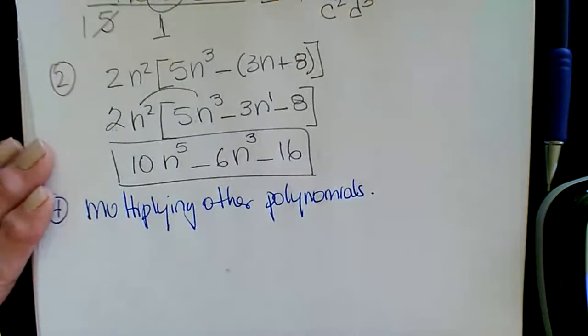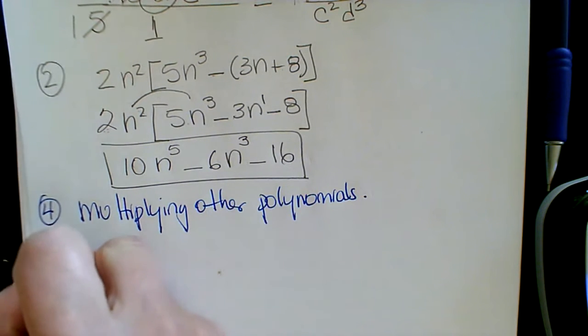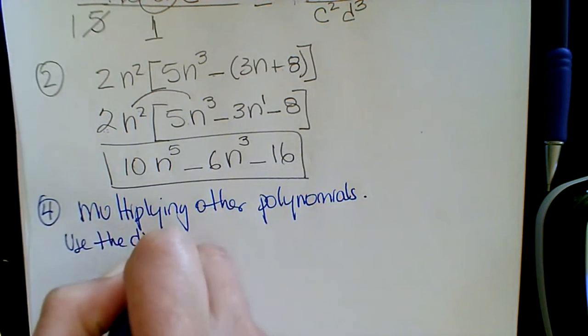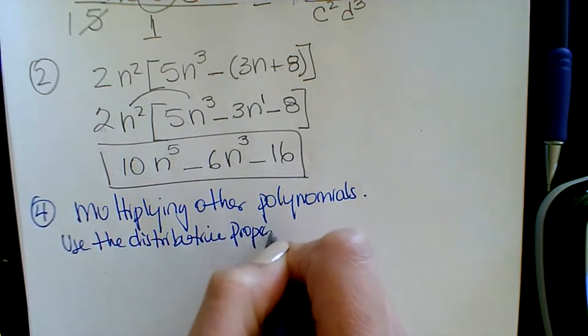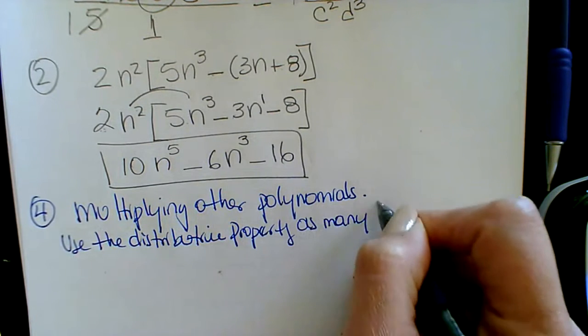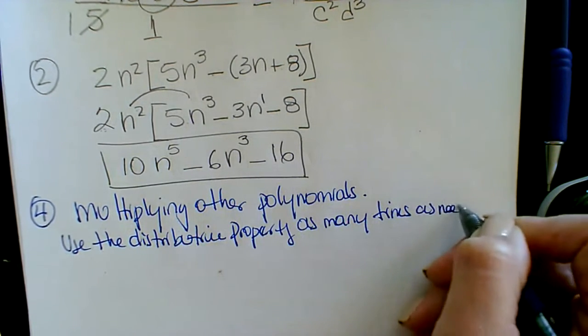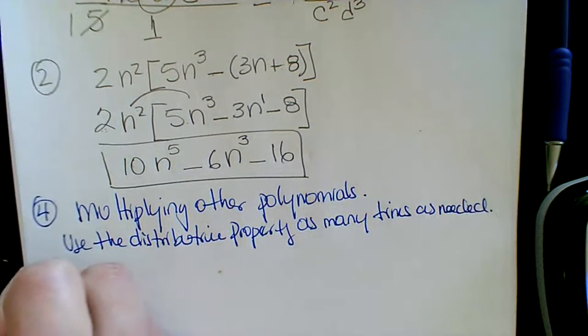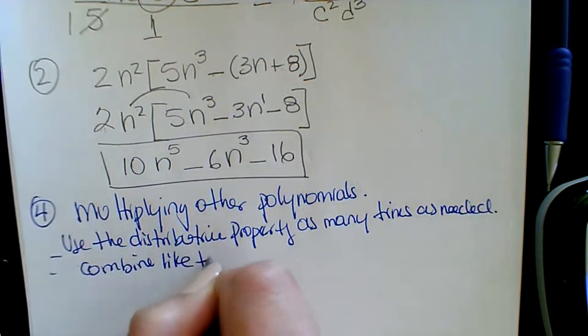So it says to use the distributive property as many times as needed. So we're going to use the distributive property as many times as needed. Okay? We're going to combine like terms.